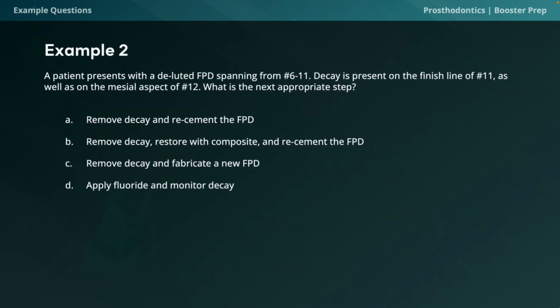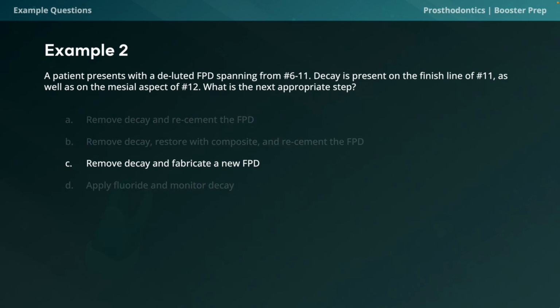Let's move on to a scenario-based question. A patient presents with a dislodged FPD spanning from number 6 to 11. Decay is present on the finish line of number 11 as well as on the mesial aspect of number 12. What is the next appropriate step? As always, take as much time as you need, but the answer is C, remove decay and fabricate a new FPD.